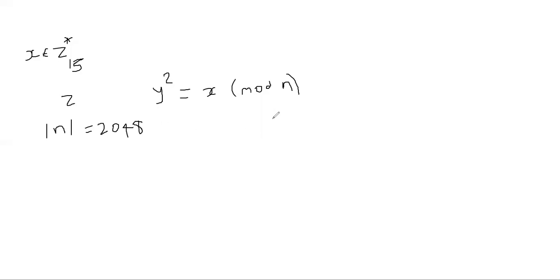Suppose you know the factors of n. N is made of 2 primes, P and Q, distinct odd primes. In that case, it's possible to check whether a number is a quadratic residue or not. All we have to do is take the number X and project it to Z star P. How do we do that? All we have to do is take X mod P. That will give us the projection to Z star P.